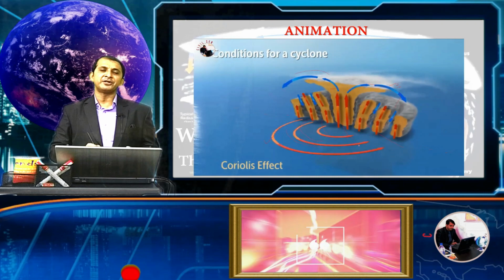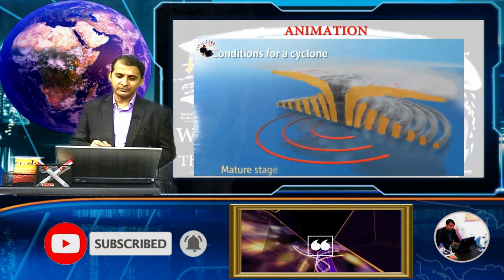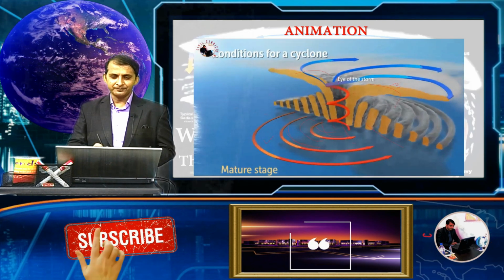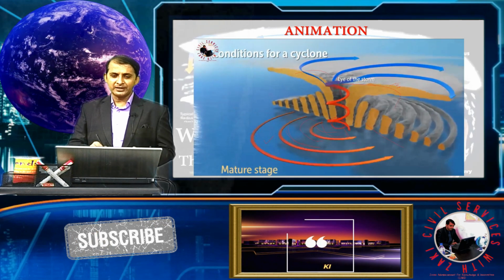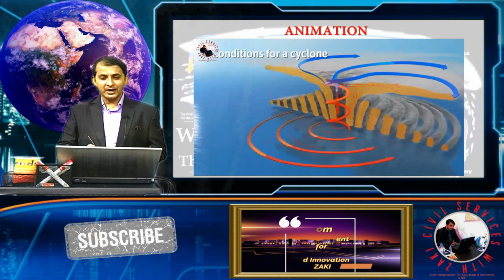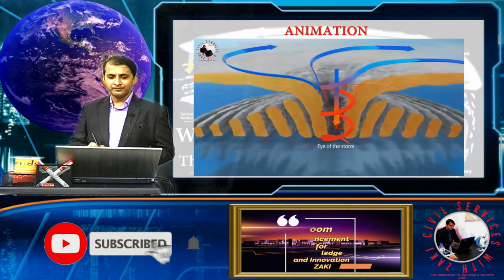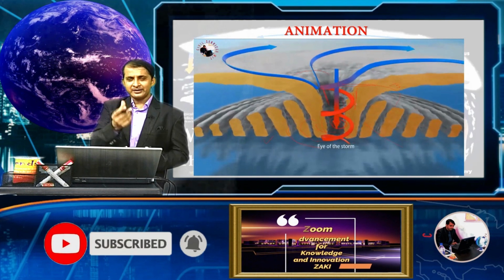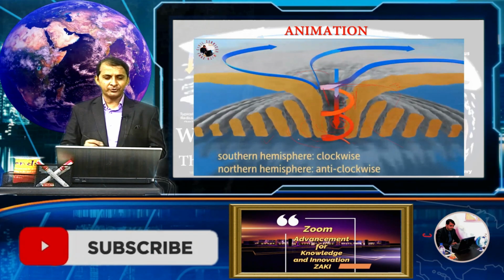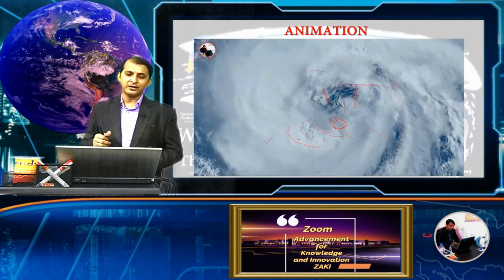Here you see anti-clockwise, which means this cyclone is in the northern hemisphere. This is the eye of the cyclone, the eye of the storm, and this area is called the eyewall. As you know, the eye of the storm is like a cylinder and a calm area. The storm rotates anti-clockwise in the northern hemisphere and clockwise in the southern hemisphere.